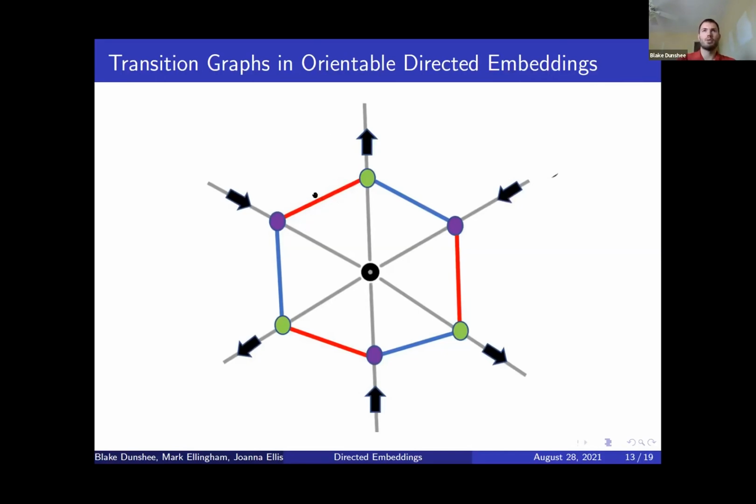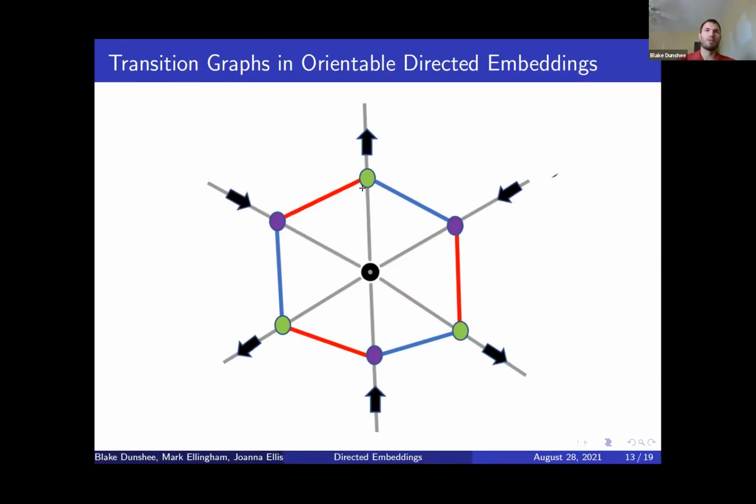So that's where we get this two coloring of the edges in the transition graph. As we can see here, a full transition graph at a vertex will look like a properly two edge colored cycle of length d(v), where v is this central vertex.